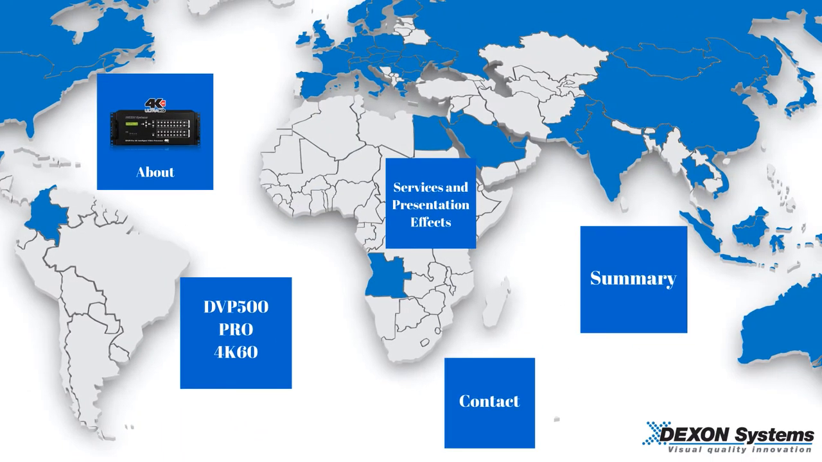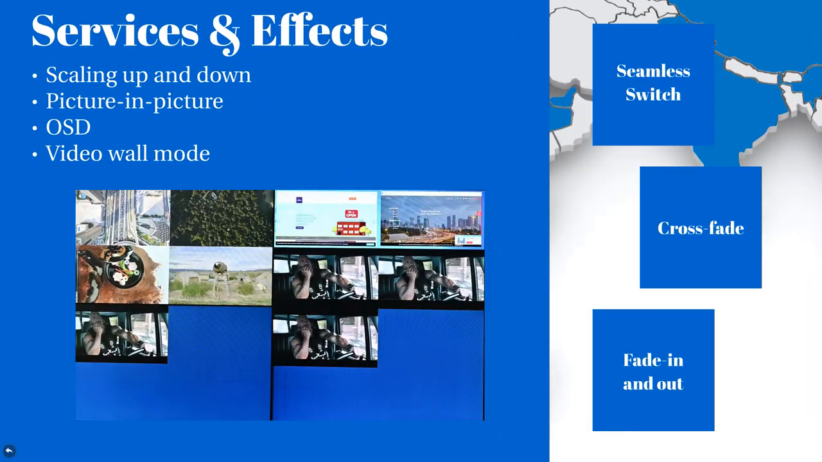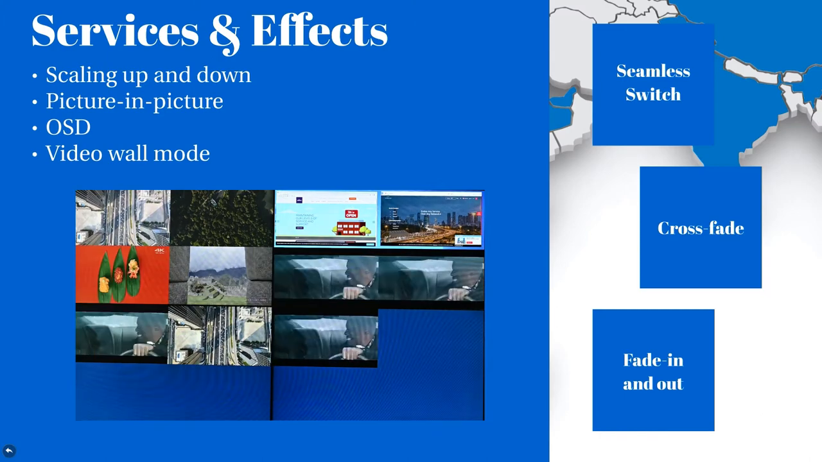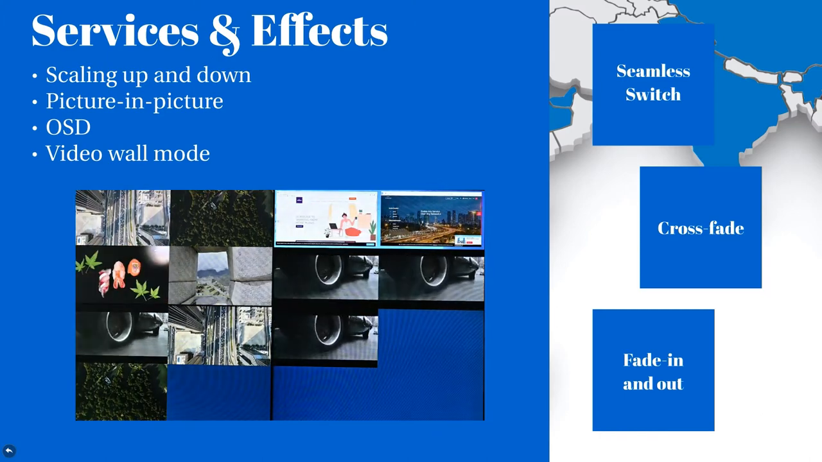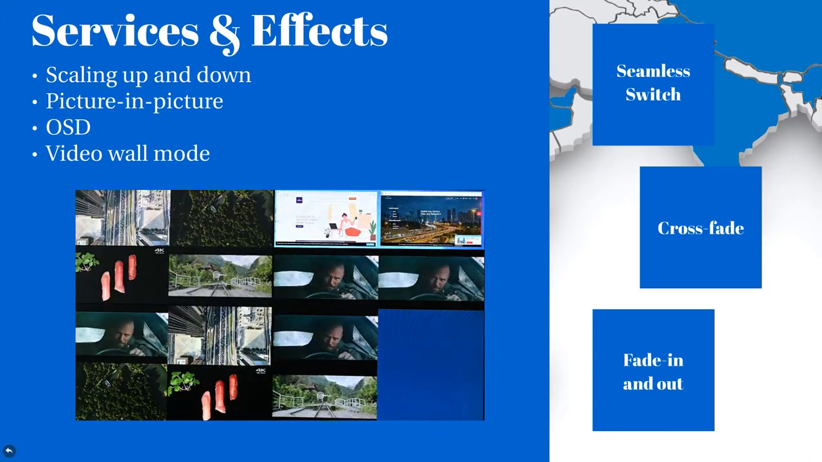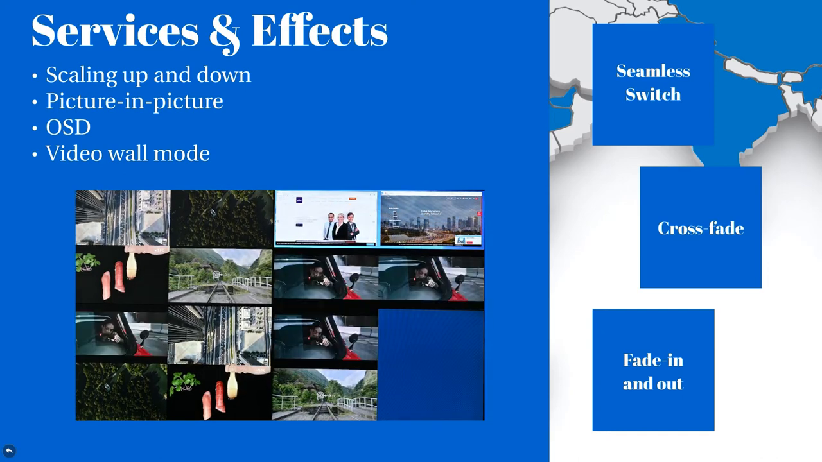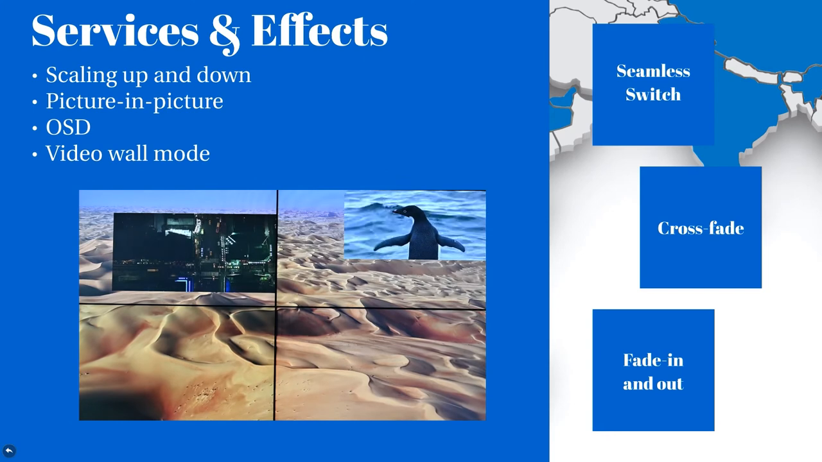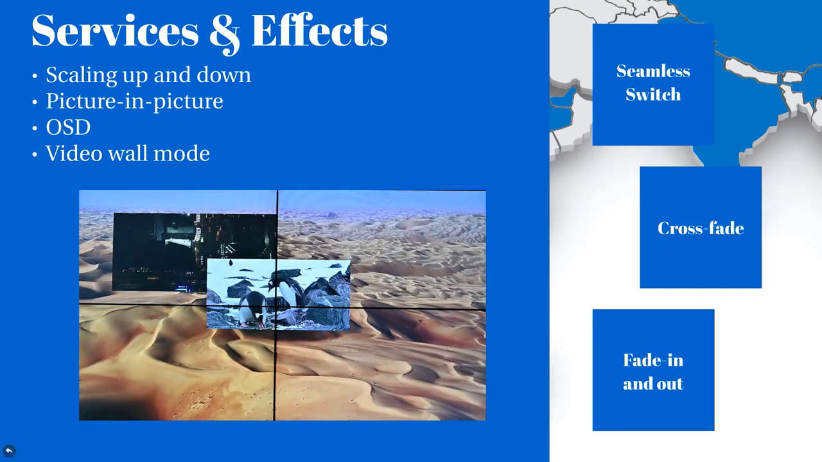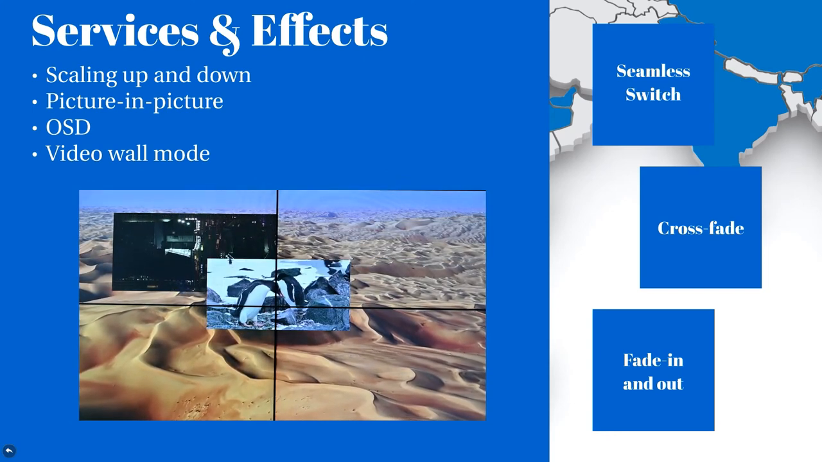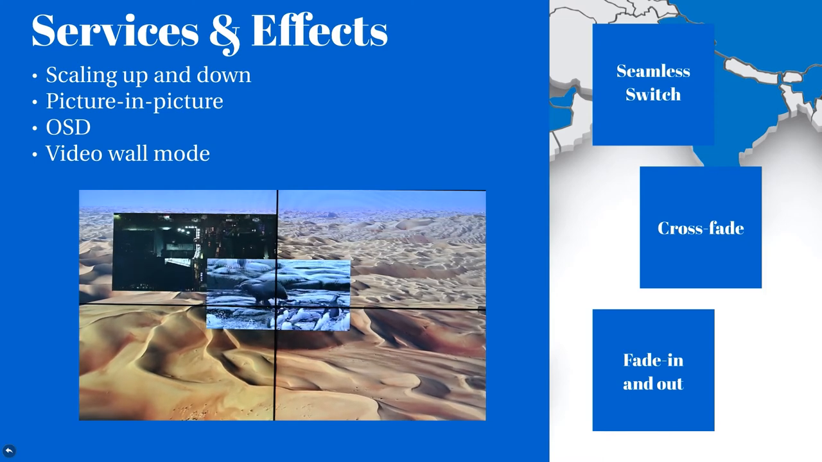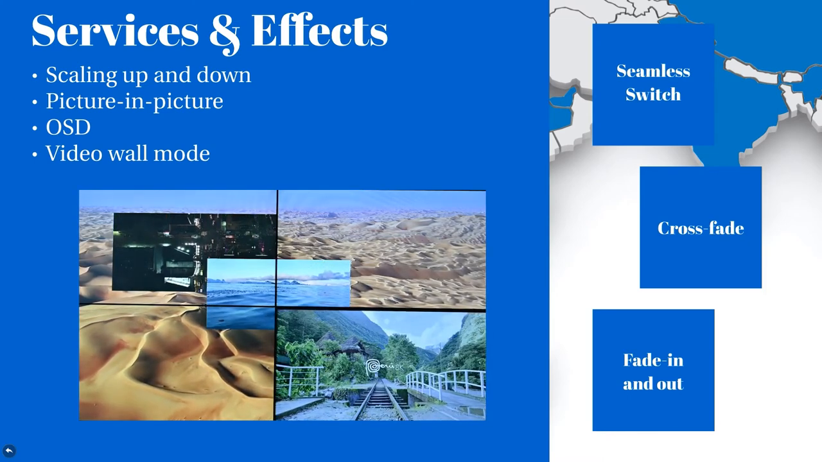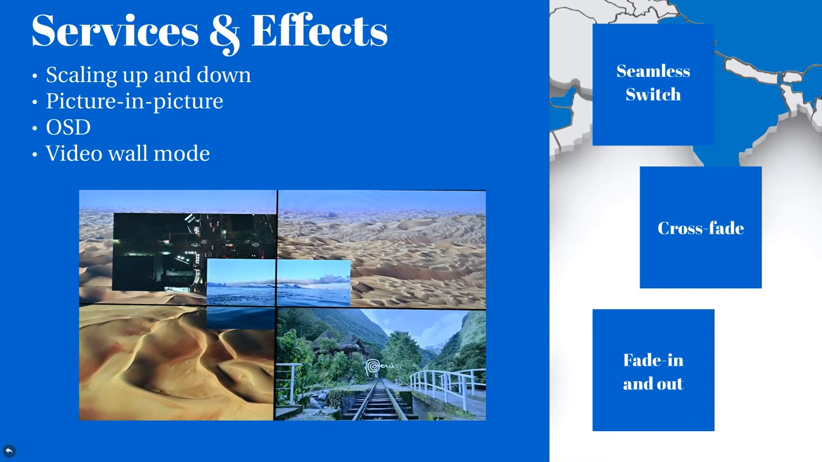This product offers scaling up and scaling down of the signals. We can open a 4K60 signal to the quarter of a full HD screen and vice versa, so our possibilities are limitless regarding the scale up and the scale down. DVP504 Pro is also capable of giving you the picture-in-picture possibility up to PIP4 per output screen. We need to emphasize that all these videos are being displayed in real time.